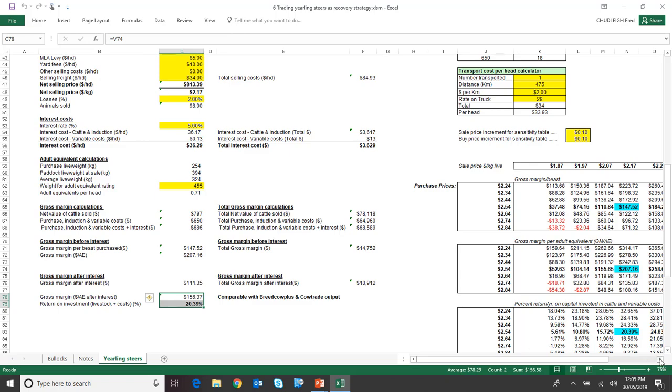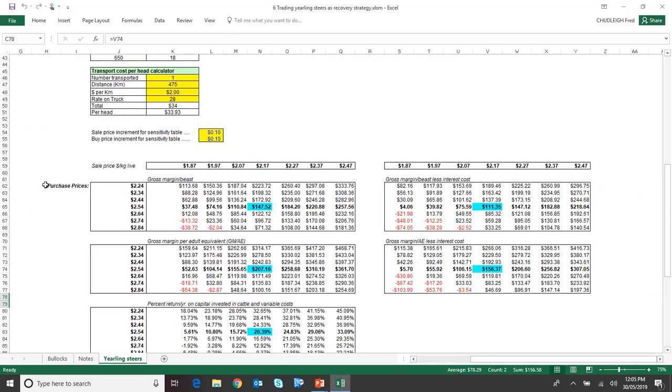And if we want to look at how sensitive those are to purchase price and sale price, we can come over here. This is 10 cents a kilo, so for each fall of 10 cents a kilo in our sale price, you can see here, gross margin per AE less interest, each 10 cents a kilo fall leads to about a $50 per AE fall in the gross margin, which is quite significant.